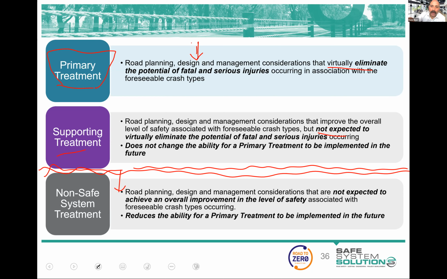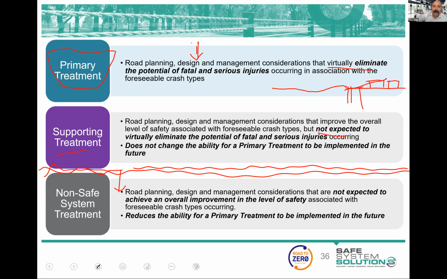One common mistake people make is that they think about the issue and not the crash, the foreseeable crash type. So here's my little example. We've got car parking. Right? So they go, oh, car parking's blocking the sight distance out of this intersection, right?